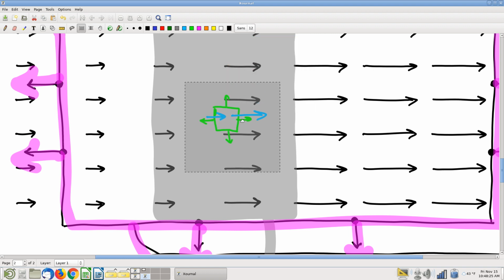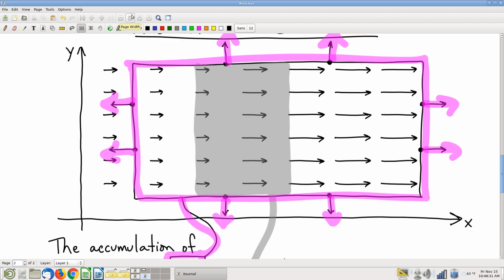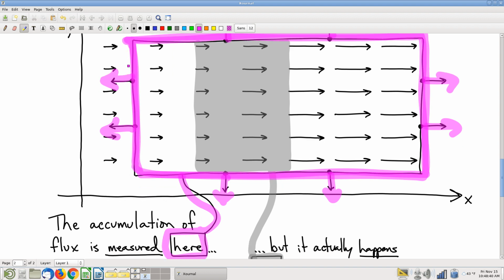So it's a little bit of a different picture than we drew from the fundamental theorem picture, right? But still, we've got this total amount of flux that we're measuring on the boundary. There's all this flux that we measure there.